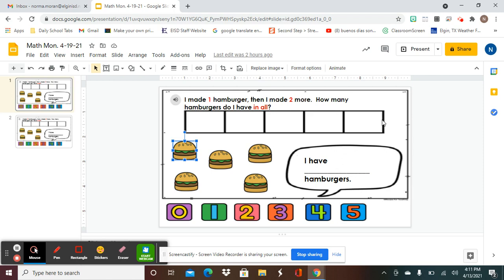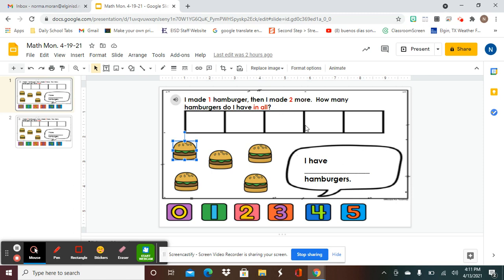Okay, we've talked about 10 frames. This right here is a 5 frame because there's only 5 squares. 1, 2, 3, 4, and 5. And remember, when you're moving the hamburgers, you can only put one hamburger per square. You can't put two hamburgers in one square. So up here, I have the word problem. Remember, your mom or whoever's working with you can read it for you, or you can click right here, push play, and then I have recorded the question so you can hear me read it for you.